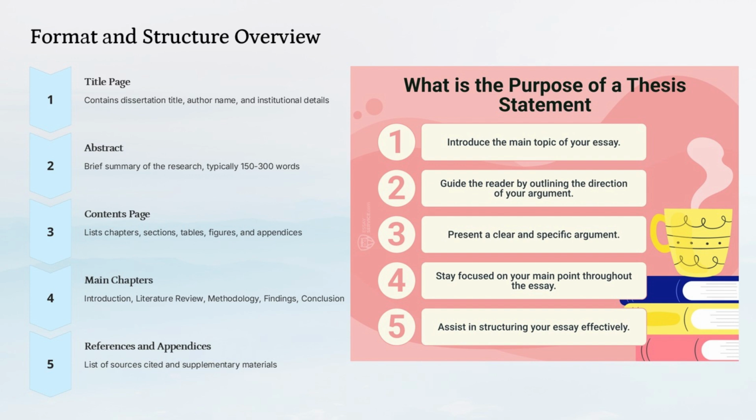The title page includes the dissertation title, your name as the author, and details about your institution. The abstract provides a brief 150 to 300-word summary of the research. The table of contents lists the chapters, sections, tables, figures, and appendices in the dissertation. The main body of the dissertation is structured into chapters covering the introduction, literature review, methodology, findings, and conclusion. The final sections include the references cited and any supplementary materials in the appendices. This standardized format helps organize the dissertation and guide the reader through the key components of the research.